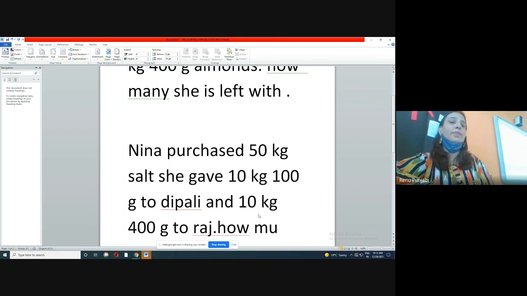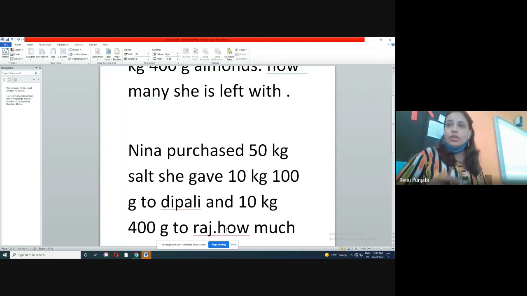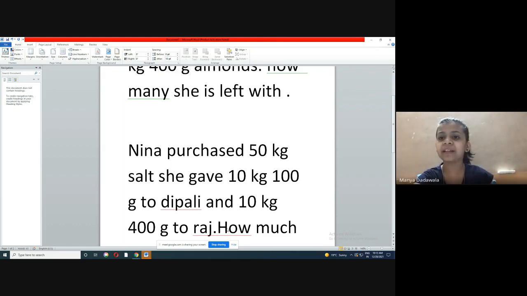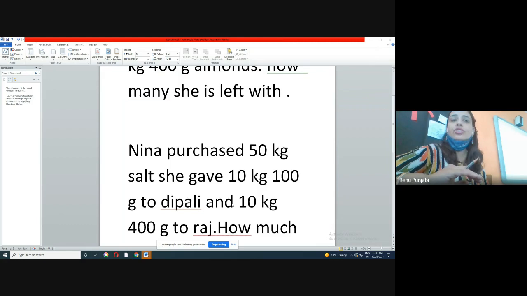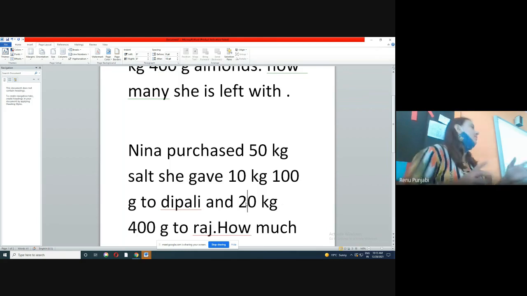I write H capital, Dhwani, because it's coming after a full stop. Ma'am, can she change? Yes, you can change also. After Dipali, she has written 20 kg. So 20 kg 400 gram to Raj, right? Yes, ma'am. Just change the 20 kg. Okay. This is a very interesting question. Listen here.